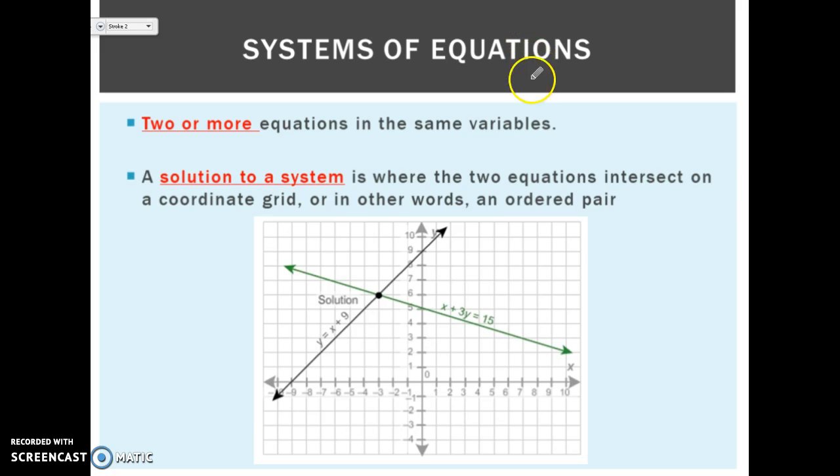Here's an example of a system of equations. The first equation is y equals x plus 9. The second, green equation is x plus 3y equals 15. When you graph them, the solution is this ordered pair right here, which is (-3, 6). This ordered pair, (-3, 6), is the solution to both of those equations.